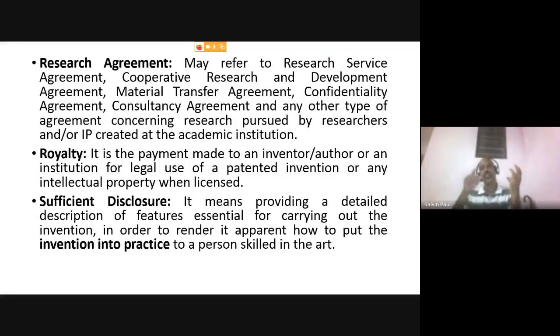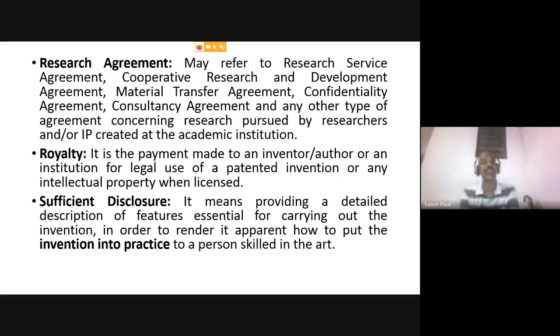So when we have various kinds of stakeholders in the research, there is a great need to have agreements. For example, teachers, when you are appointed, you get an agreement, a letter or MOU, from the academic institution.